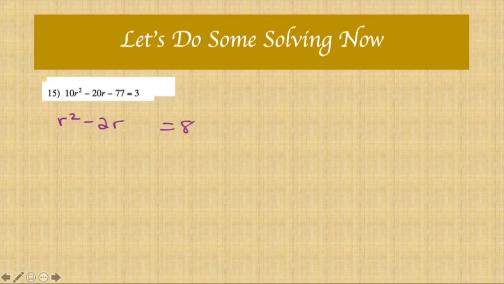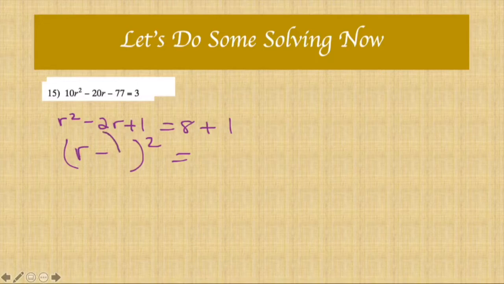So we take half of the 2 and square it. It's going to be 1. And we add 1 to both sides. This is a perfect square trinomial, so we're going to turn it into the perfect square. We take half of the 2 and put it there, or a square root of the 1 and put it there, and we'll get 1. 8 plus 1 is 9.